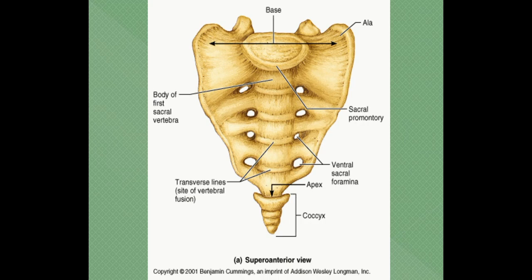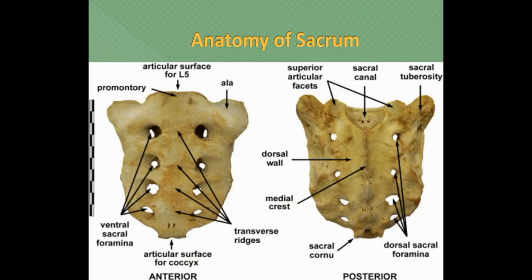So this is the superior anterior view. This is the normal anatomy of the sacrum bone. It consists of the base, the apex and the sacral vertebrae. This is again a second picture showing the anatomy of the sacrum.